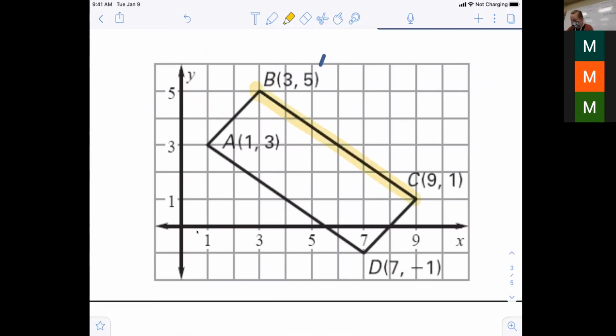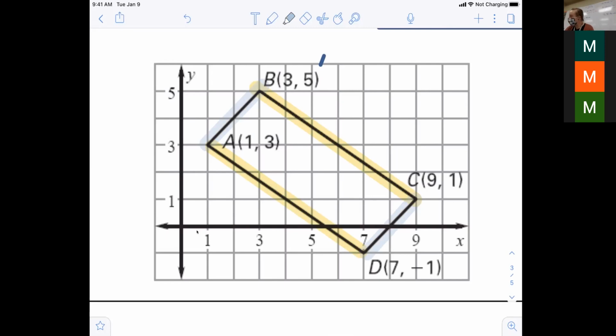BC and AD. There you go. I want these 2 lines to be parallel. So in order to make this easiest for myself, I'm going to do those 2 slopes first, see how they compare, and then I'm going to do the other 2 slopes. So the other 2 would be AB and CD.